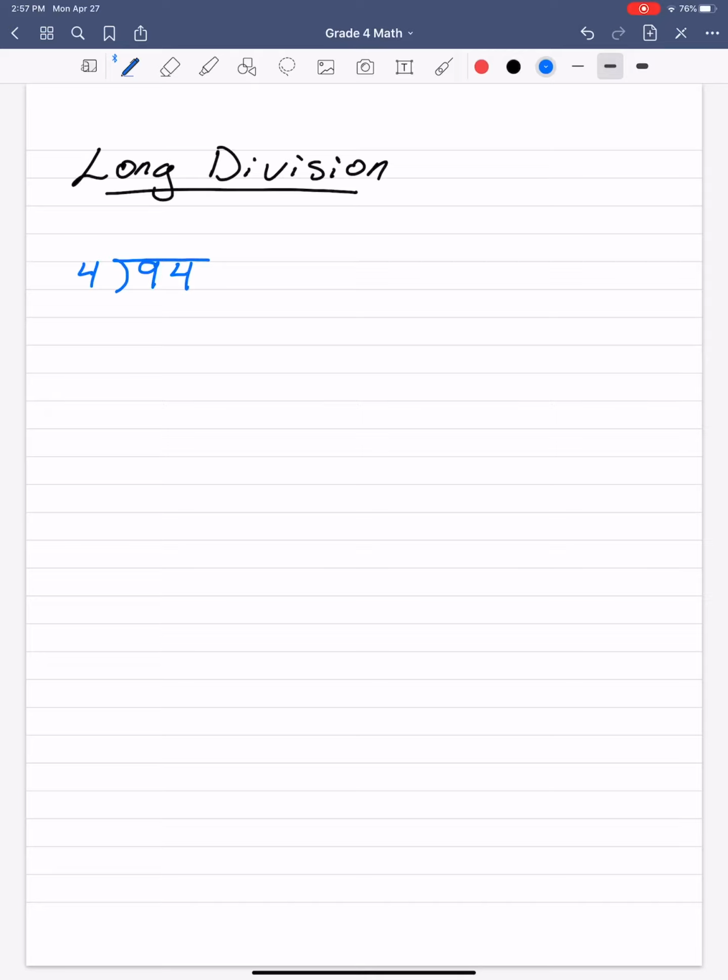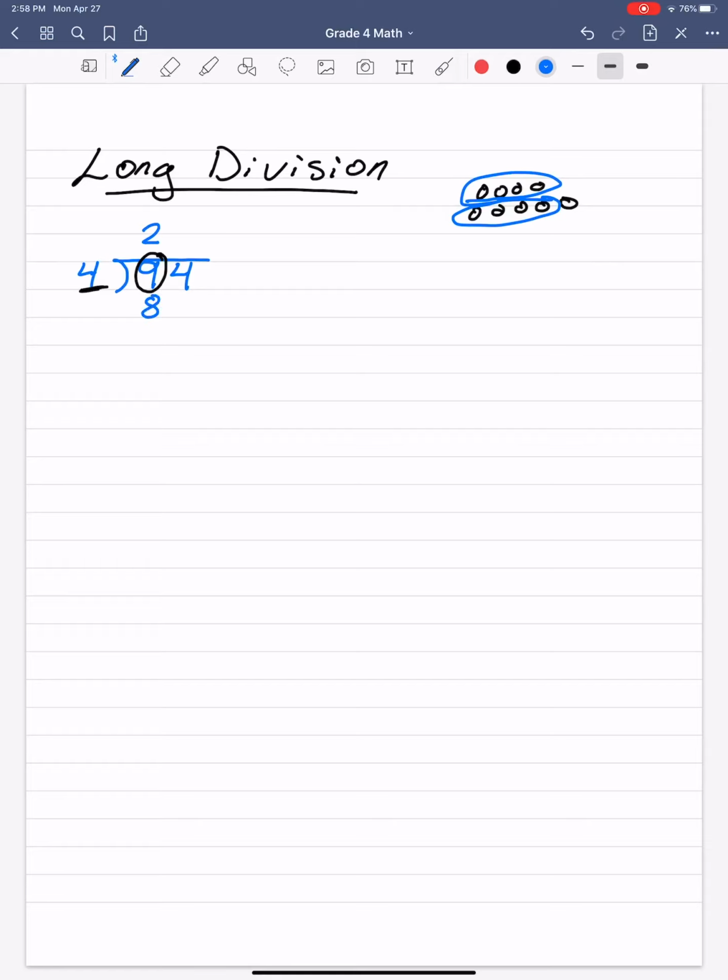So here we have an example, 94 divided by 4. So what we're going to do is just look at the first digit and see how many groups of 4 we can make out of 9. If you have 9 things, how many groups of 4 can you make? Well, you can make 4, 8. So you can make 2 groups of 4. Okay, so you're going to put 2 up above your 9. Now, you're going to multiply 2 times 4, and that will give you 8. And that goes right below your 9.